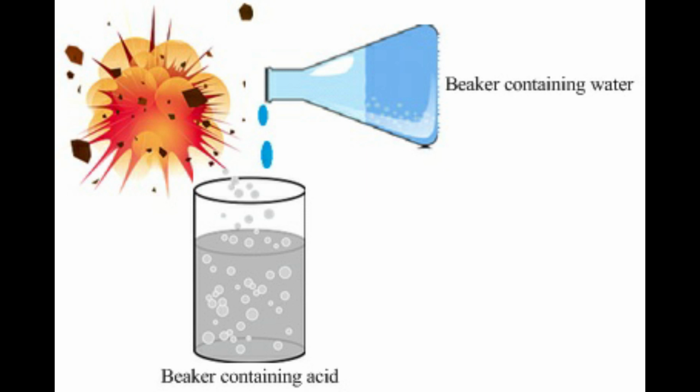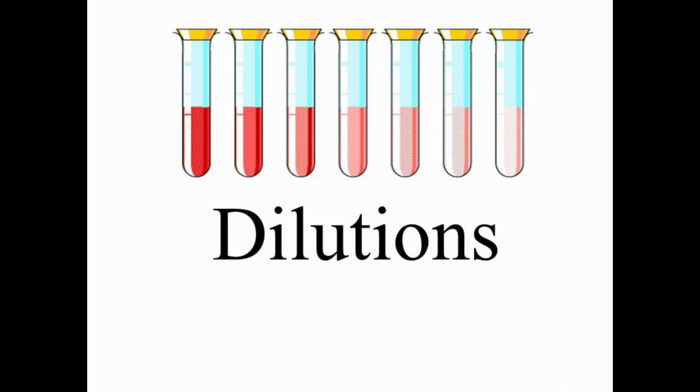Now let's talk about dilution. Mixing an acid or a base with water results in a decrease in the concentration of hydronium ion or the OH- ion per unit volume. Such a process is called dilution, and the acid or the base is called diluted.